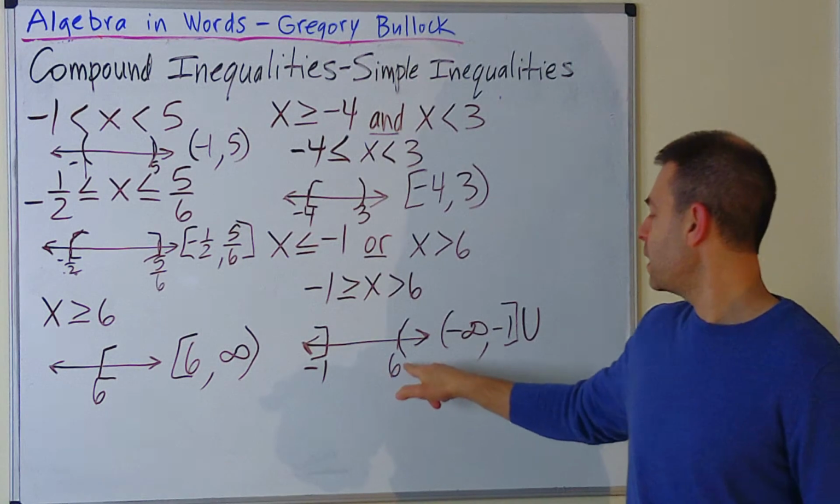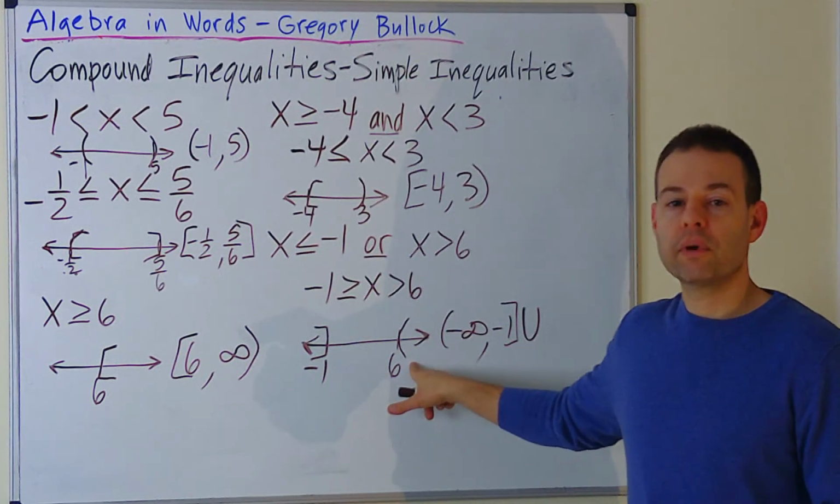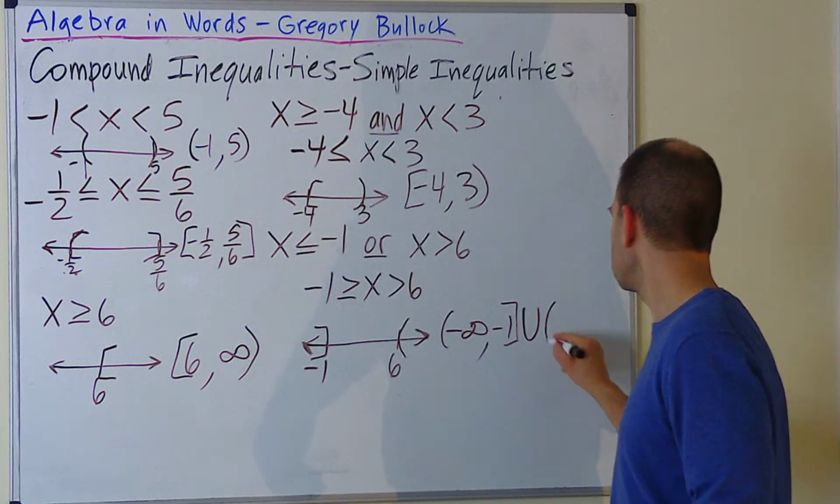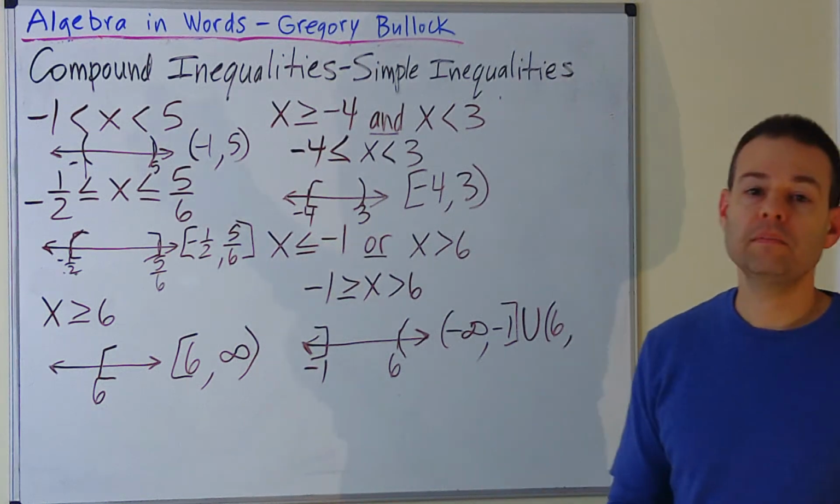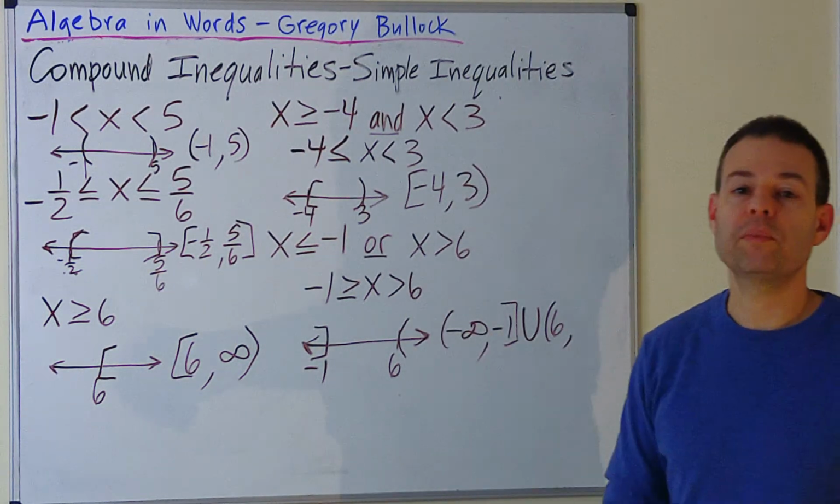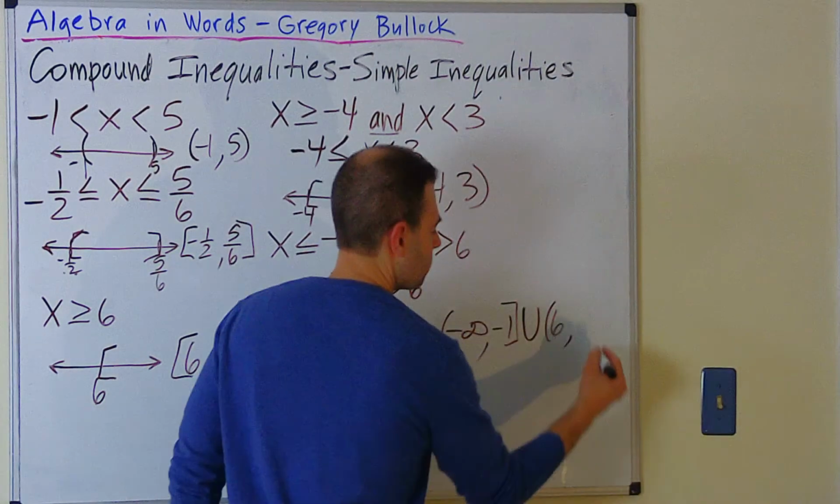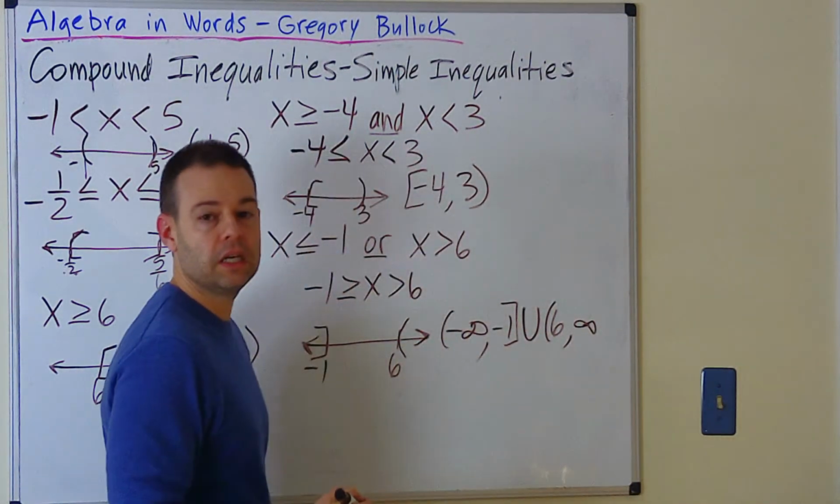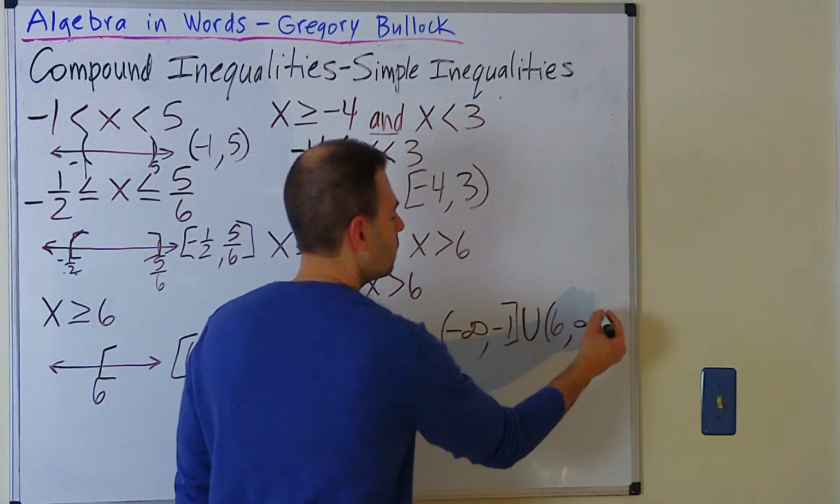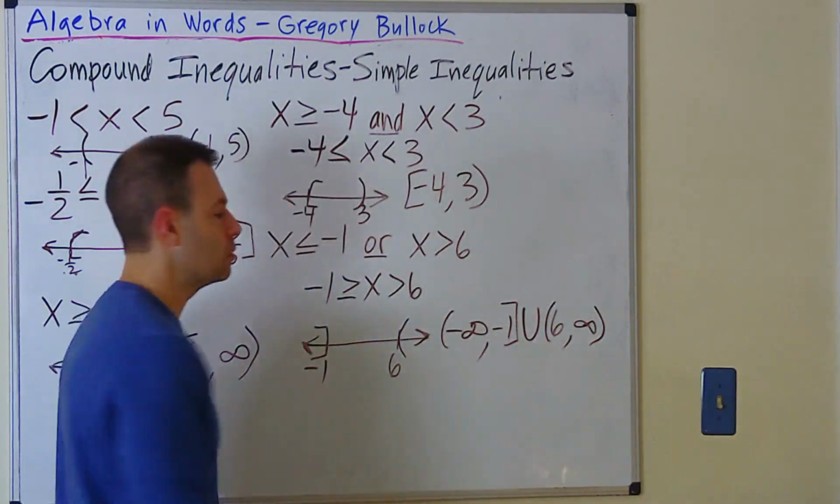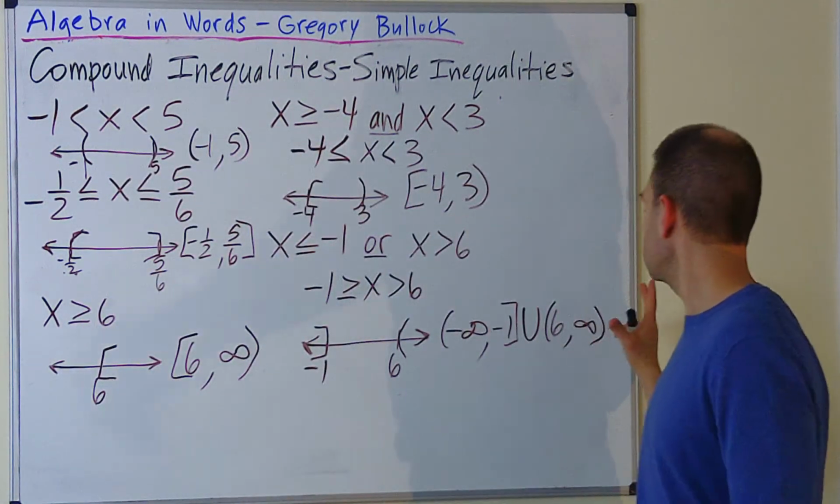And now we're going to write this portion, parenthesis 6, comma, and these point to the right going up to infinity, so this is going to end with infinity and closed parenthesis. That's facing open to the left.